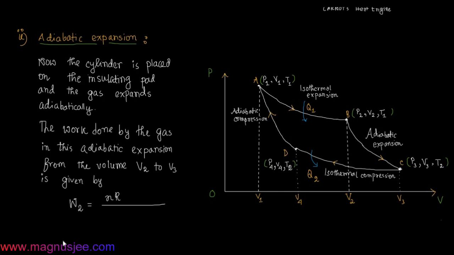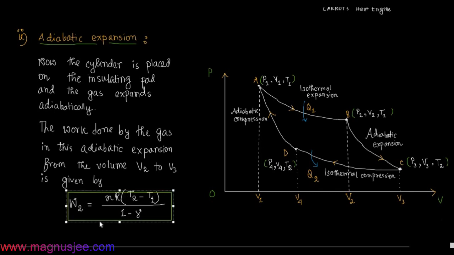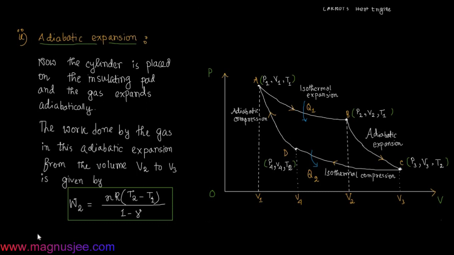is given by W2 equal to nR (T2 minus T1) divided by 1 minus gamma. This is the work done by the ideal gas in this adiabatic expansion from the volume V2 to V3, and in this case the temperature of the ideal gas will change from T1 Kelvin to T2 Kelvin. W2 is equal to nR (T2 minus T1) divided by 1 minus gamma.